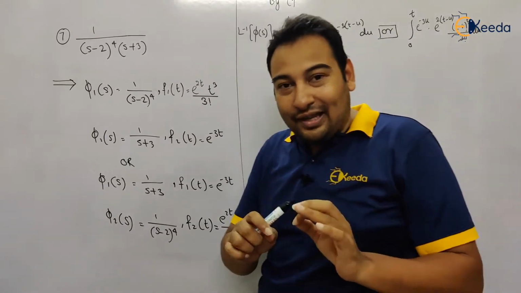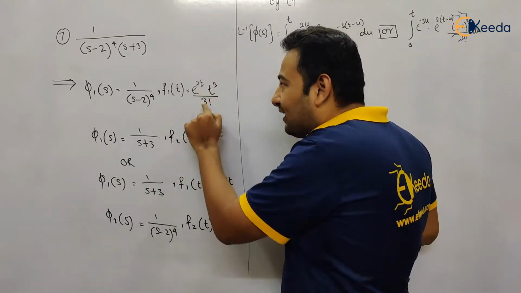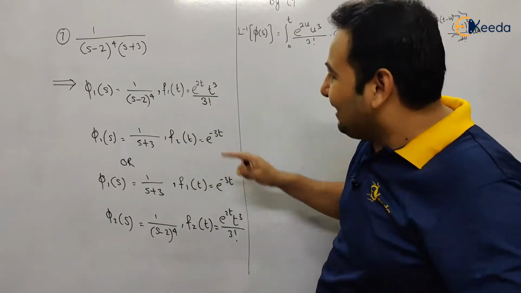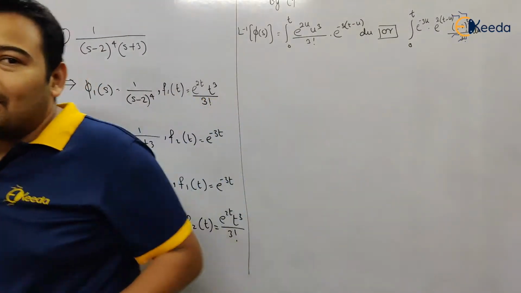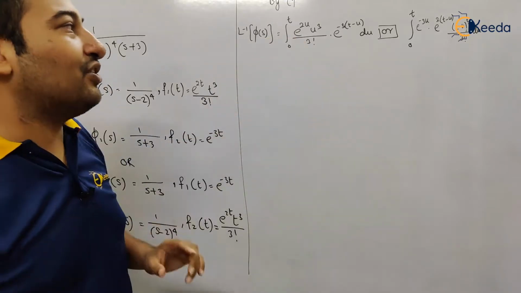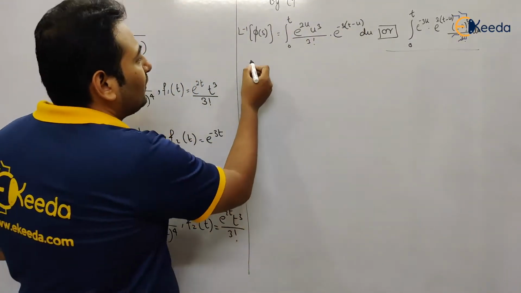Pause this video, go back, and whatever I said, make a note of it. Whichever is the complicated term, in that term replace t with u, and which is simple, replace t with t minus u, so that your resultant integration becomes simple. I'm not going to solve the other one, I'm just going to solve this.